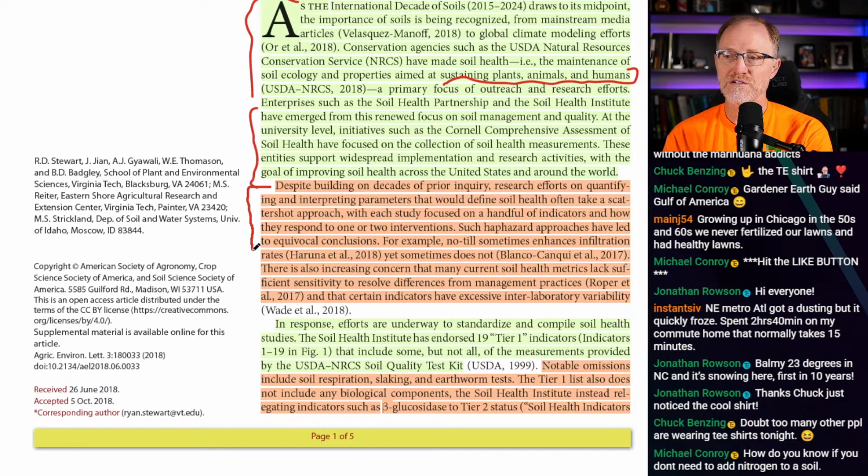For example, no-till sometimes enhances infiltration, yet sometimes it doesn't. There is also increasing concern that many current soil health metrics lack sufficient sensitivity to resolve differences from management practices, and that certain indicators have excessive interlaboratory variability.